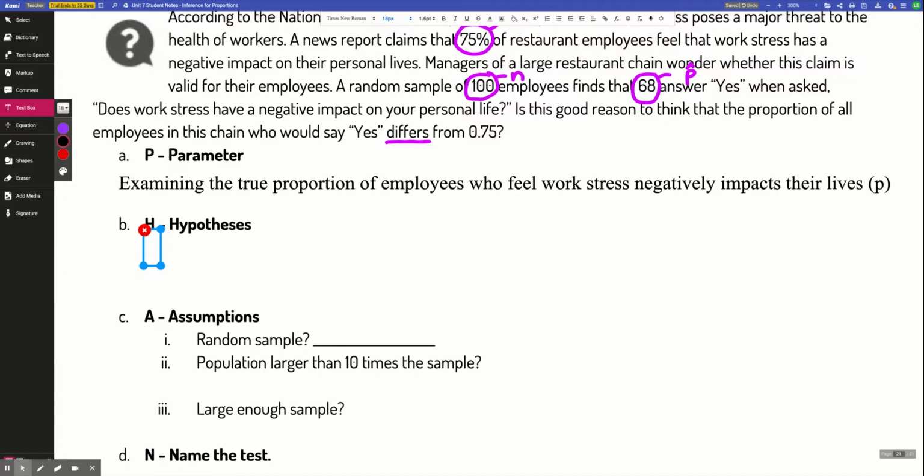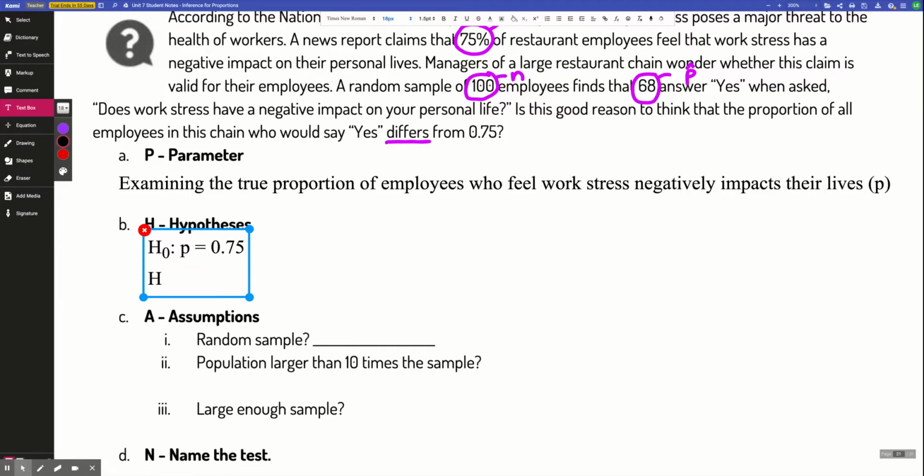The second letter here is H, which stands for hypotheses. This is the first place where you're going to write your hypotheses slightly differently than you do with one-sided or one-tailed tests. So my null hypothesis is written the same way. Okay, so my null hypothesis is that my population parameter, my population proportion, is 0.75.